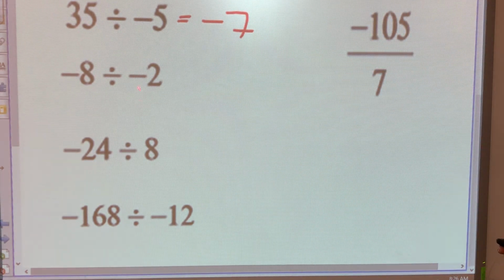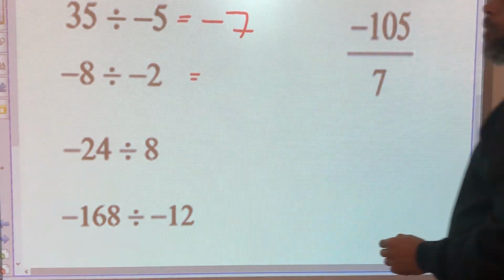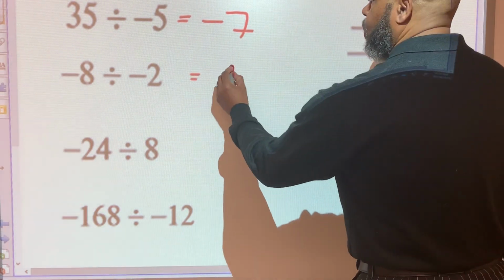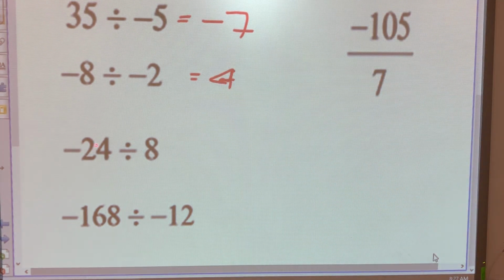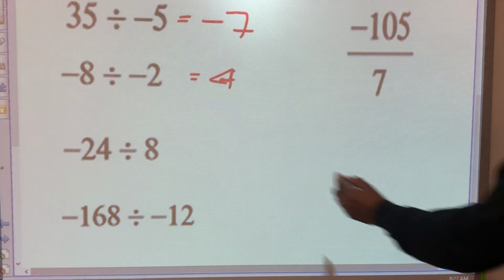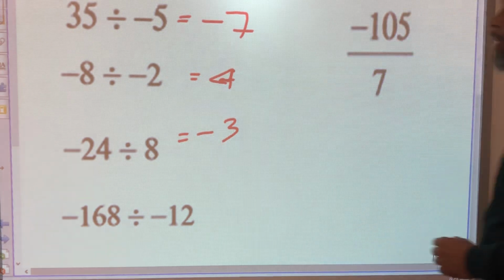We have two signs that are the same, they're negatives. So negative 8 divided by negative 2 will give me a positive answer. So 8 divided by 2 is going to give me 4. Negative 24 divided by positive 8, signs are different, so I'm going to get a negative answer. And I just asked myself, what do I multiply by 8 to get 24, or 8 factors into 24, how many times? The only answer that would give me there would be 3, so the answer is negative 3.